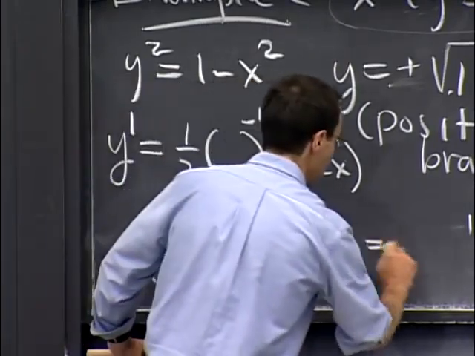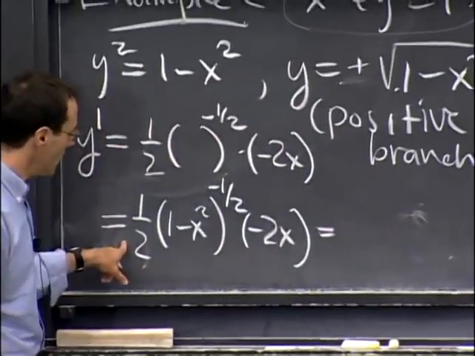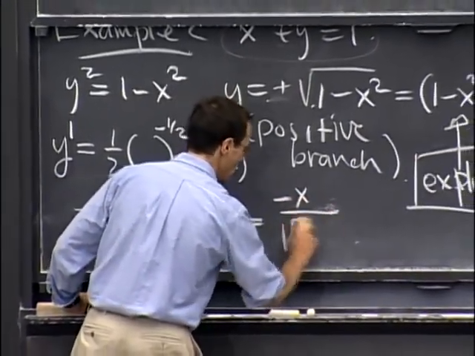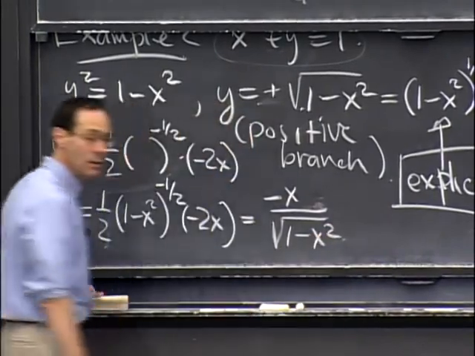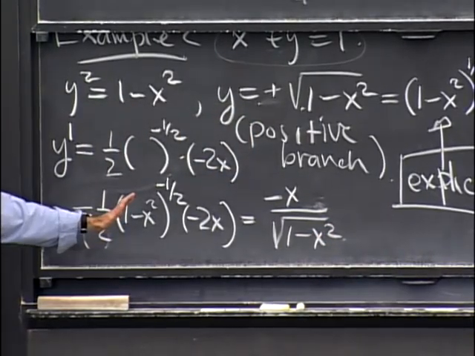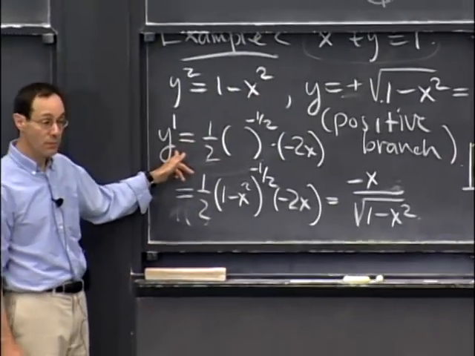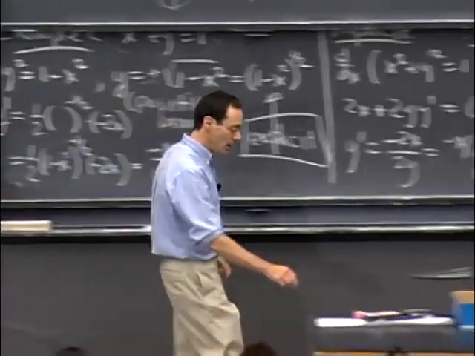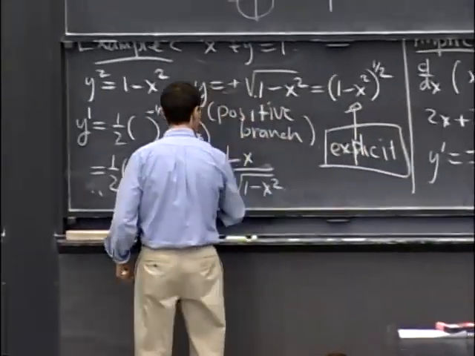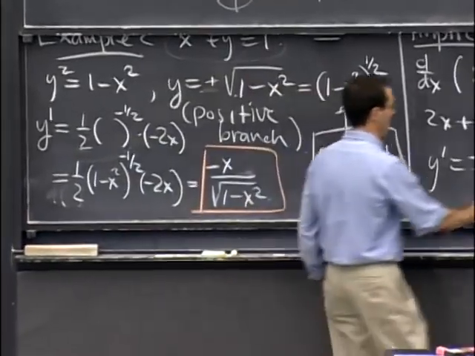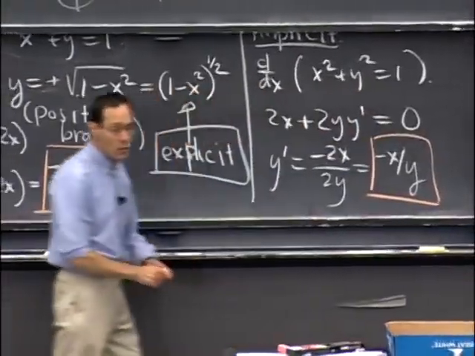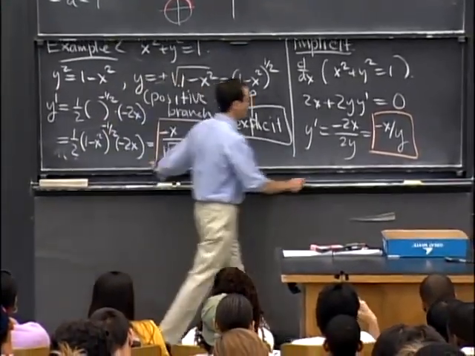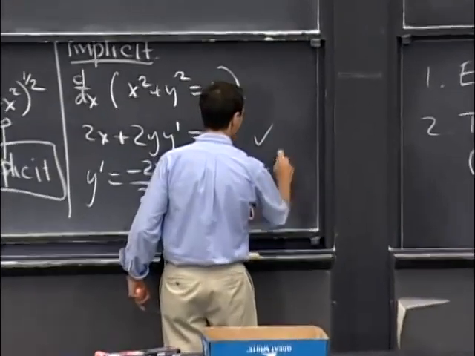And that is the same thing if I cancel the 2's and I change it back to looking like a square root. That's the same thing as minus x divided by square root of 1 minus x squared. All right, so this is the formula for the derivative when I do it the explicit way. And I'll just compare these two expressions here. And notice that they are the same, because y is equal to square root of 1 minus x squared.